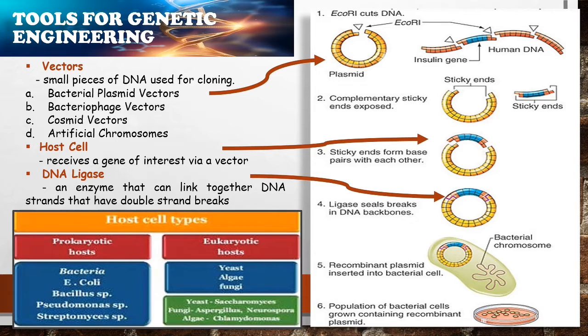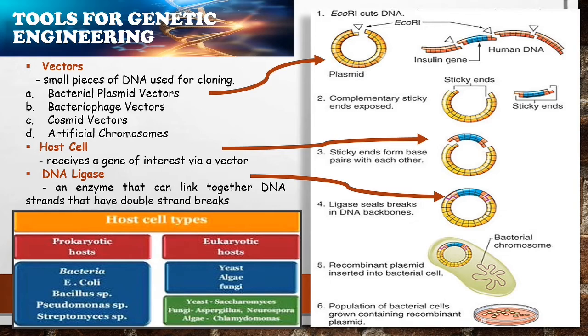Another tool for genetic engineering is vectors. A vector is a medium by which genes of interest are transferred to hosts. There are some examples of vectors. We have the bacterial plasmid vectors. A plasmid is a small circular DNA found in bacteria. They replicate autonomously. They confer antibiotic resistance to host bacteria, allowing easy identification. This is the first type of cloning vector developed.